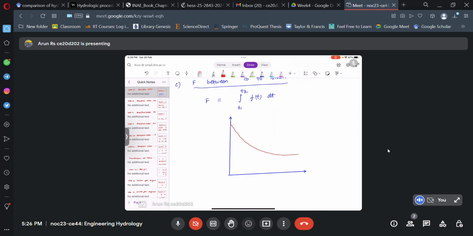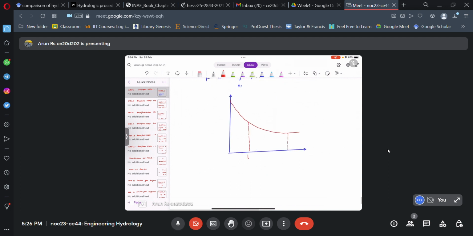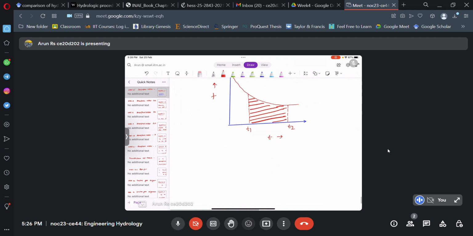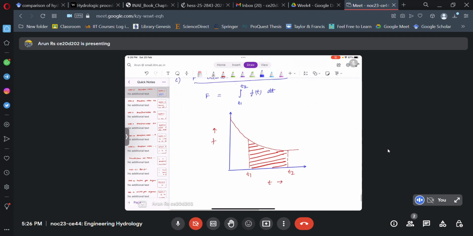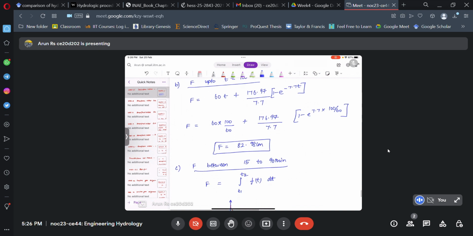If your Horton's infiltration curve is like this, and this is T1 and this is T2, by integrating, what we are doing is calculating this area. This is what we want, but the equation for capital F gives the area under the curve up to the time we are considering. So for estimating between two time periods, we need to find the cumulative infiltration at T2, find the cumulative infiltration at T1, and subtract them, or integrate the equation with the appropriate limits. We can do either way.